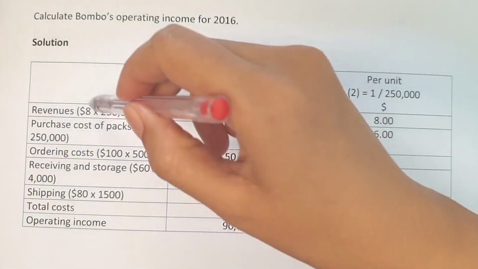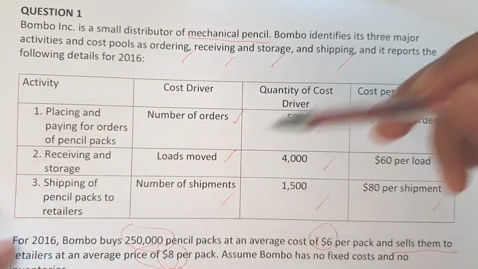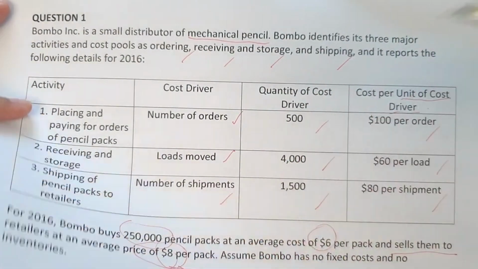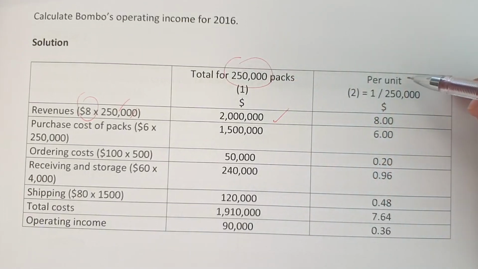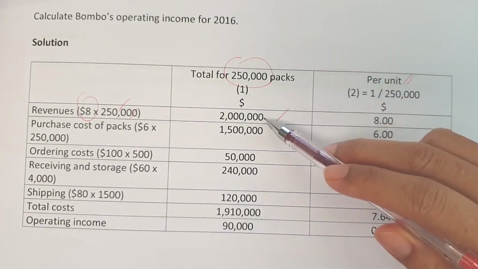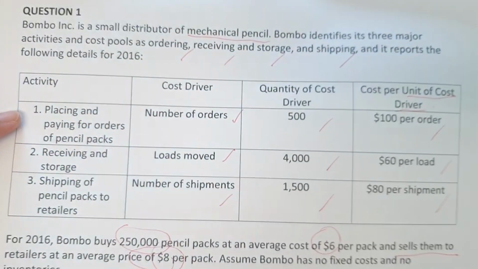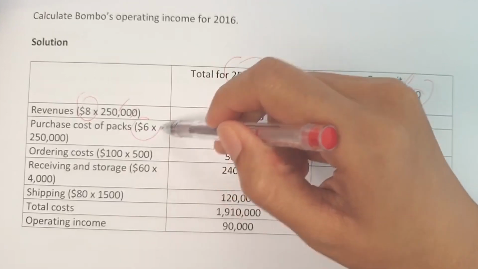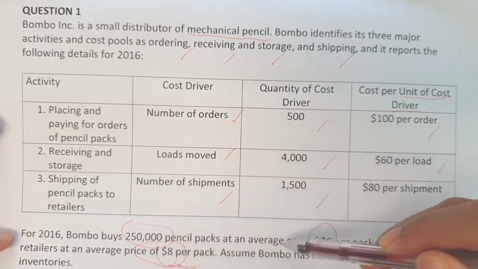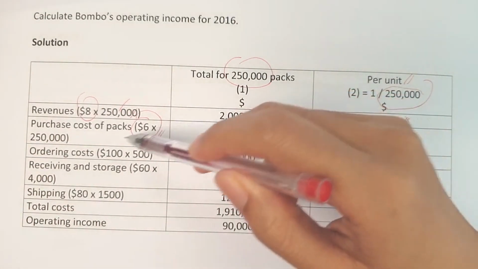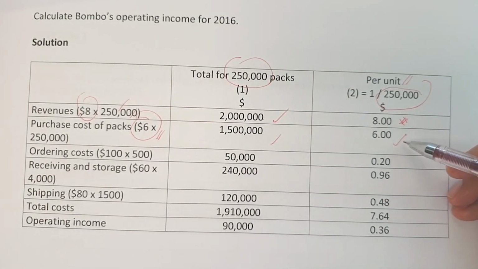Basically, first of all, we have to calculate the revenue. Revenue is 8, because it sells to the retailer at the average price of 8 per pack, times 250,000 pencil packs. So we get this figure for 250,000 packs. But at the same time, you also have to calculate the per unit, so just divide this by 250,000 and we get the revenue per unit here. Next is the purchase cost of the packs. From this information, Bombo buys at an average cost of 6 per pack. So purchase cost is 6 times 250,000, which is the total for 250,000, and divide by 250,000, we get the per unit here.